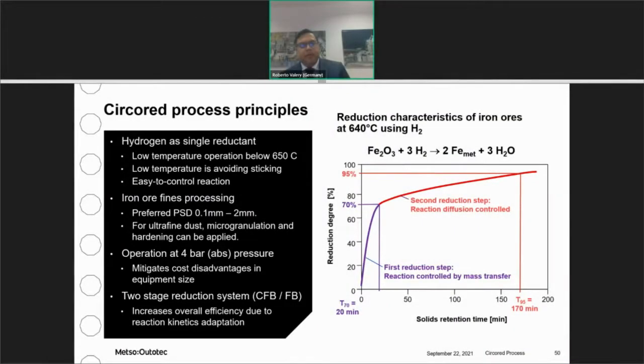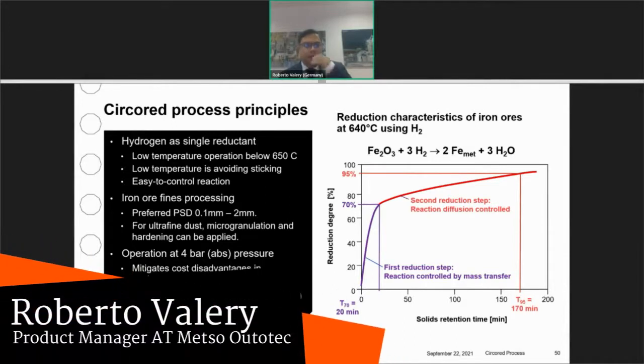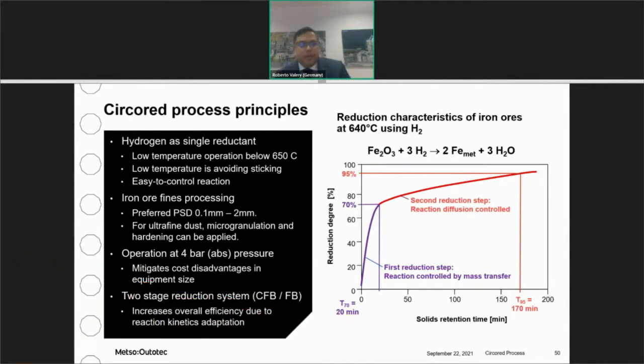Circored process principles. In the hydrogen-based Circored process, the reduction process is normally run at relatively low temperature, between 600 and 650 degrees C. By operating at this temperature level, the so-called sticking tendency is avoided. The process parameters in the fluidized bed, such as residence time, temperature, and hydrogen gas flow, can be easily controlled in the fluidized bed equipment.